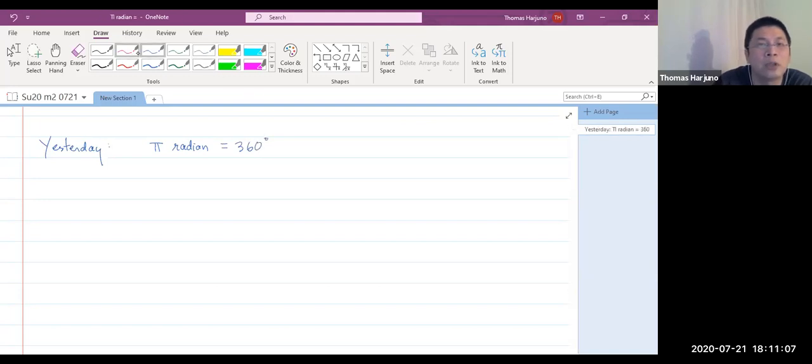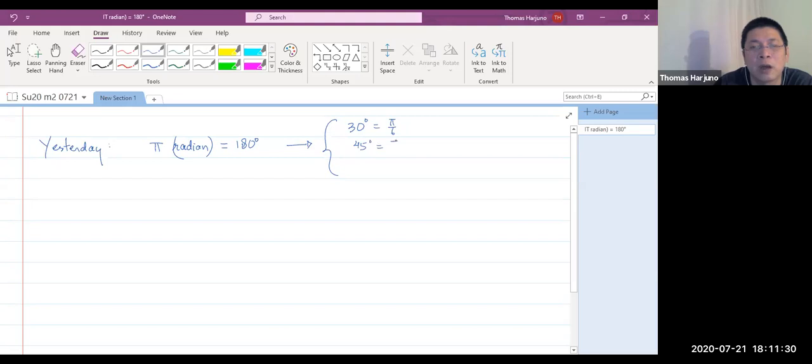Now, sometimes we don't write the radian, we just write it as pi. Consequently, I'm sorry, not 360, 180. Consequently, then the special angles, 30 degrees is pi over 6, 45 degrees is pi over 4, and 60 degrees is pi over 3.